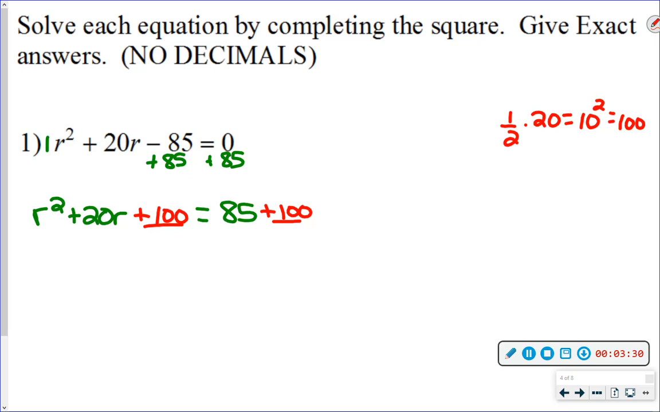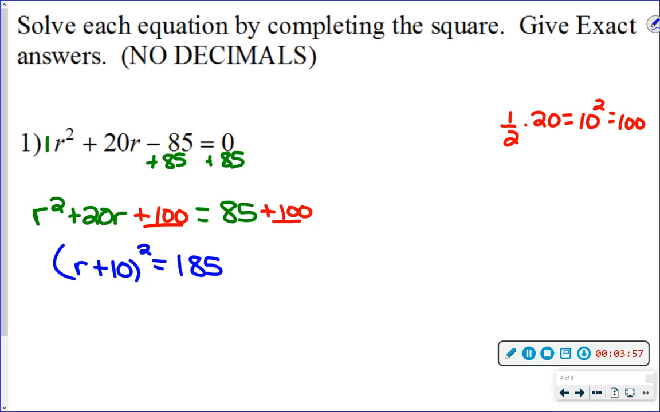All right, purpose of the 100. The left side now factors. What two numbers multiply to 100 and add to 20? 10 times 10. So I'm going to be lazy. I'm not going to put r plus 10, r plus 10. I'm going to put it quantity squared. I'm going to add 85 and 100.